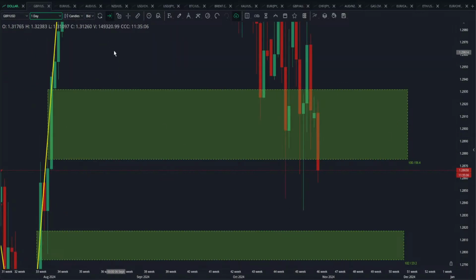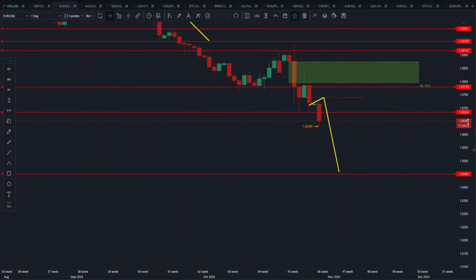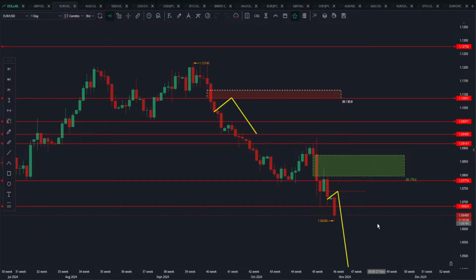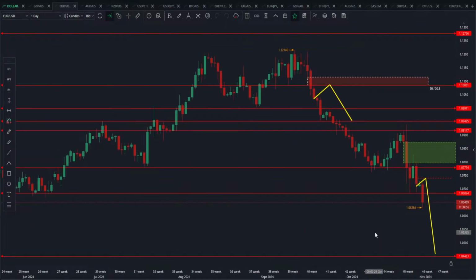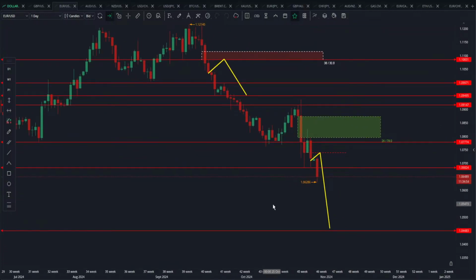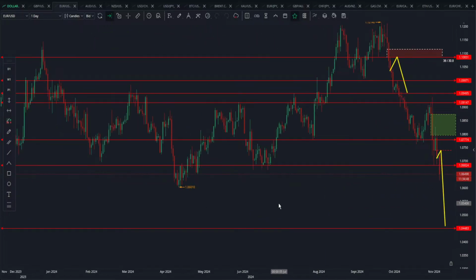So let's see. What about the euro? Although GBP USD, that is cable, is not making any fresh lows, the euro is making fresh lows. What does it mean? It means that euro is perfectly in sync with the US dollar, or you can say that euro is weaker as the US dollar is going strong against it.